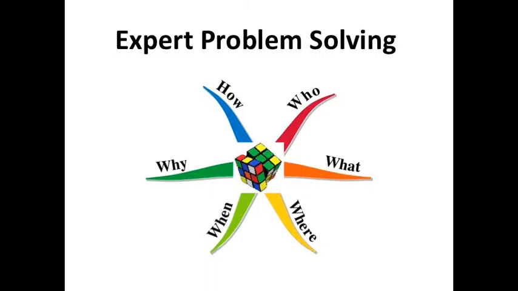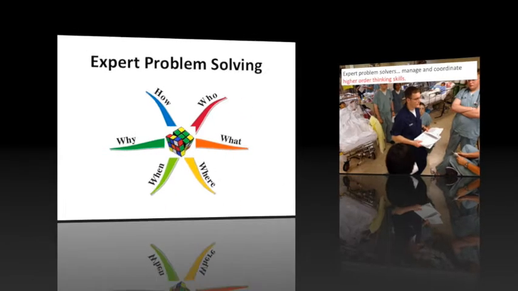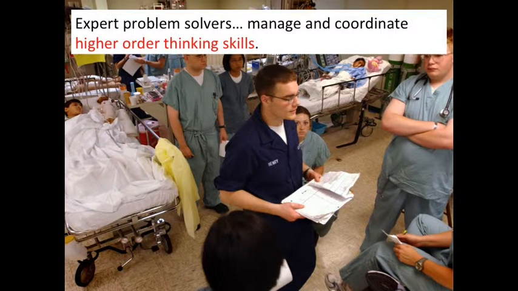It involves recognizing when additional information is needed, such as how, who, what, where, when, and why. Problem solving involves higher-order thinking skills such as visualization, association, abstraction, comprehension, manipulation, reasoning, analysis, synthesis, and generalization. Expert problem solvers manage and coordinate these skills to be able to arrive at solutions successfully and efficiently.